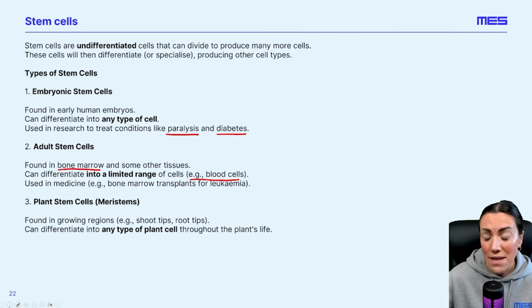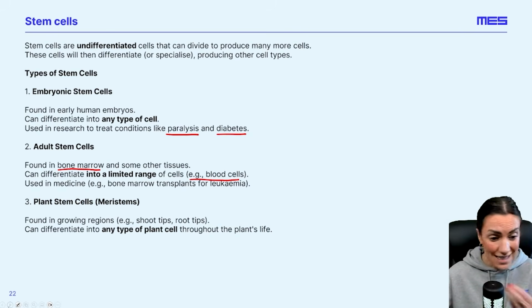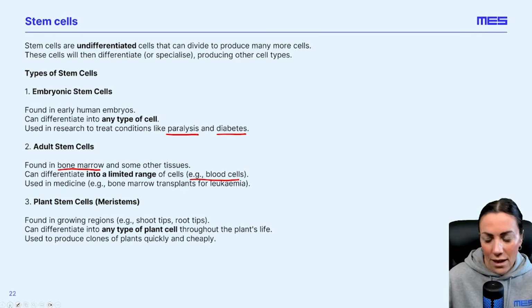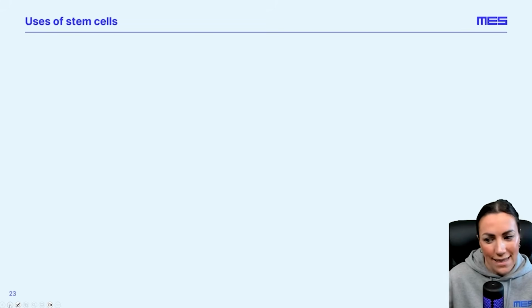And what's interesting about these plant stem cells is they have the potential to differentiate or specialize into any type of plant cell, but they maintain this ability throughout a plant's lifetime, which is why you can take a cutting from a plant. You can cut off a side shoot or a stem, and the stem cells will be able to divide and differentiate into new root cells, for example, so you can clone a plant. Used to produce clones of plants quickly and cheaply, as I've just said, taking cuttings, which comes up on paper 2, would be an example of that.